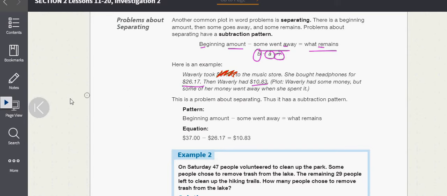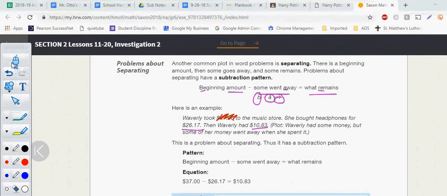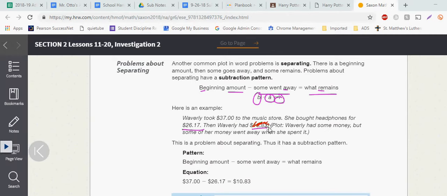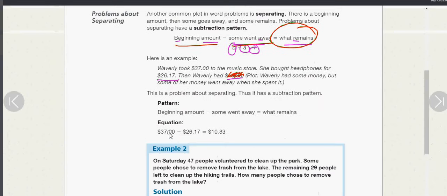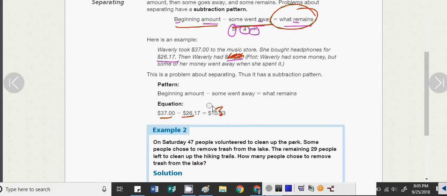Now let's do one where we need to subtract. What if we didn't have this amount? So it's going to be a simple subtraction problem. She has $37. She bought headphones for this much. How much did she have left? We know the beginning. We know what some went away. Solve for what remains. So write the things you know. And if we didn't know this, then we would go 37 minus $26.17.